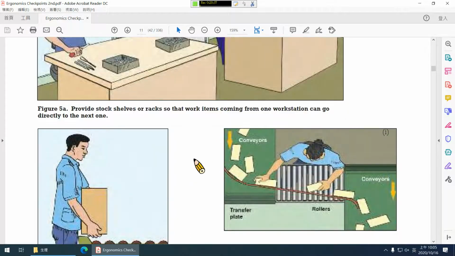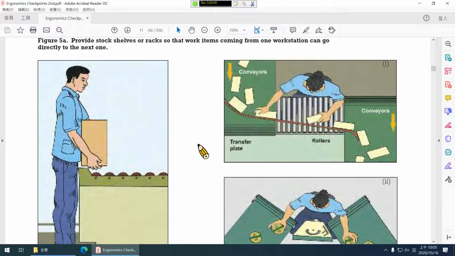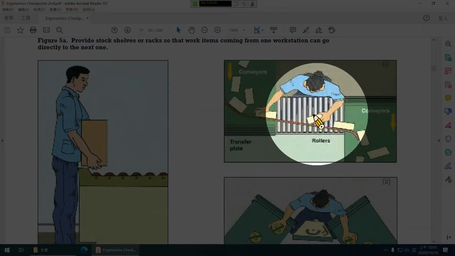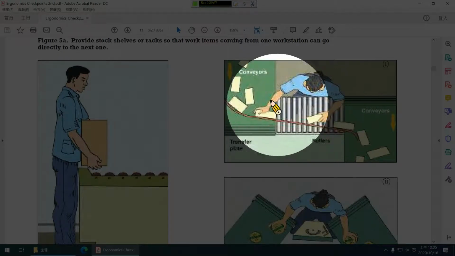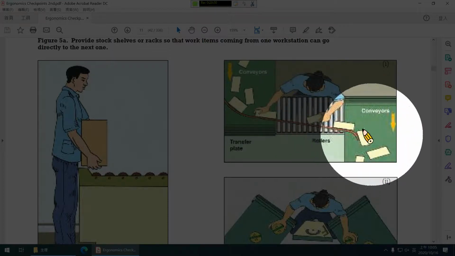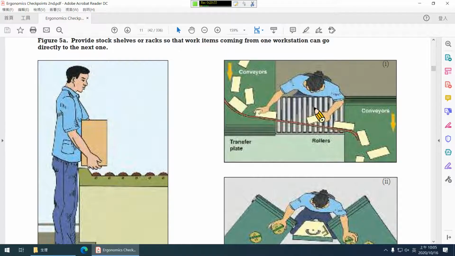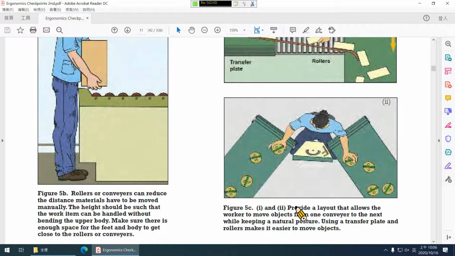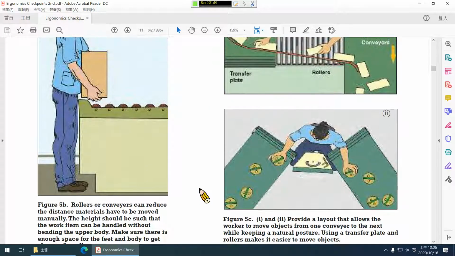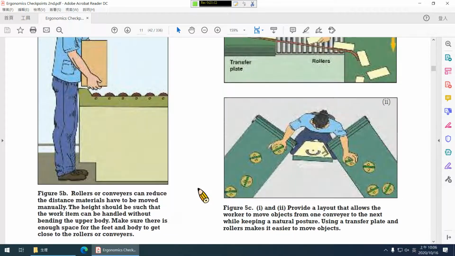So if you improve it like this one, that would be nice, right? And the flow of the parts goes like that. And she doesn't have to rotate. Okay? Or like this. Okay? So in this book, it gives you a lot of examples like this that you can, okay, even generate some of the ideas. Okay?